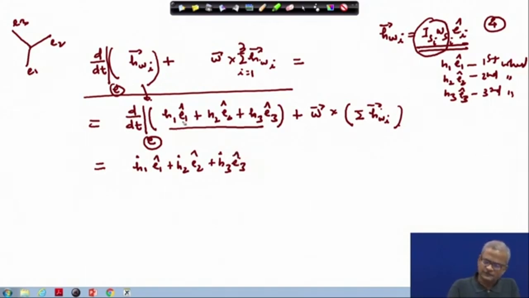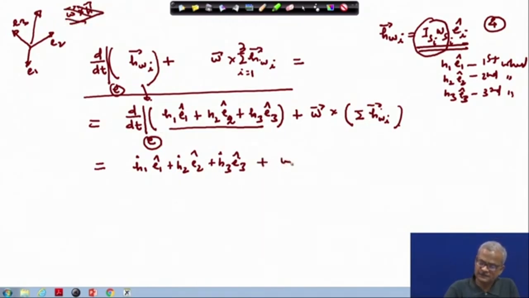However, your E 1, E 2, E 3 are fixed vectors in this frame, and these are unit vectors. So, these vectors are not changing with time. So, we need not take the derivative of this. But if we are doing the same thing with respect to the inertial frame, then we have to take that extra term, omega cross h, which appears if it is with respect to capital E. But here in this case this will not appear because this is with respect to the body frame.